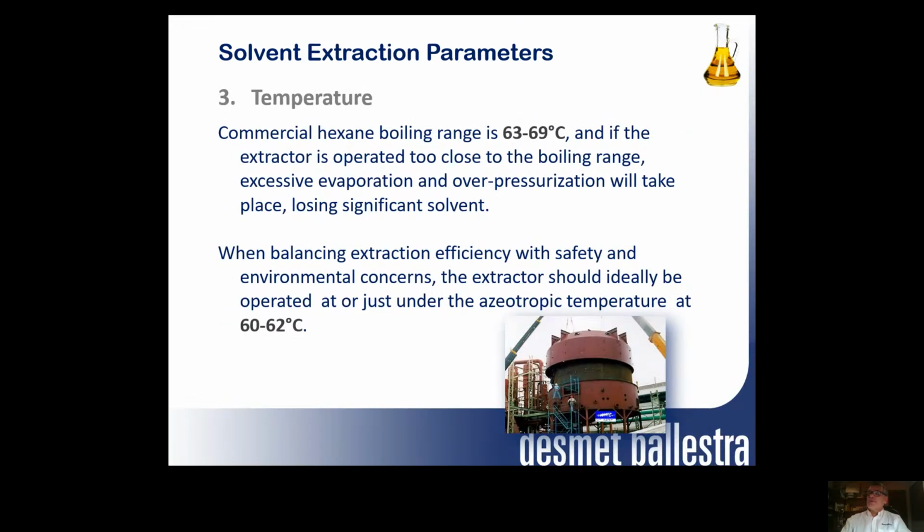About the temperature, it is very important also. Depending on the commercial hexane quality, the boiling range is in between 63 and 69, so it is convenient to work at about 60-62 degrees C in terms of keeping the plant safe without pressurizing, and at the same time having a good extraction efficiency.